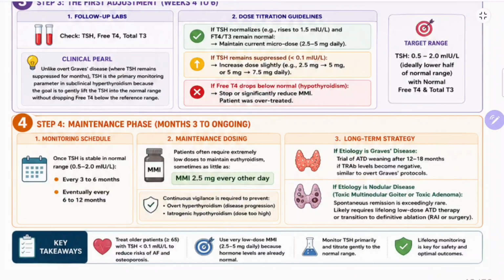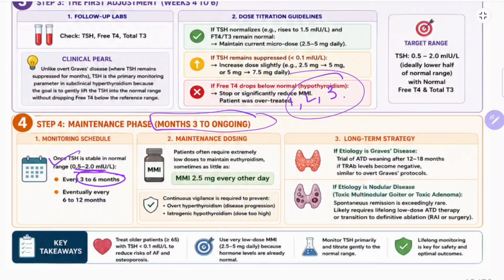Now come to the maintenance phase. After 3 months, so you will monitor the first month, second month, then after 3 months. Once the TSH is stable between 0.5 and 2, you can monitor every 3 to 6 months, and then eventually every 6 to 12 months. Maintenance dose is usually 2.5 mg, very low. Patients often require extremely low doses to maintain euthyroidism, sometimes as little as 2.5 mg every other day. Continuous vigilance is required to prevent overt hyperthyroidism and iatrogenic hypothyroidism.